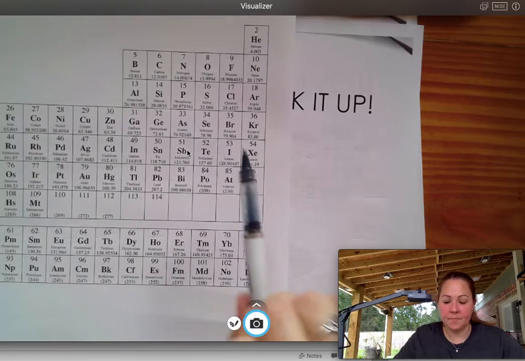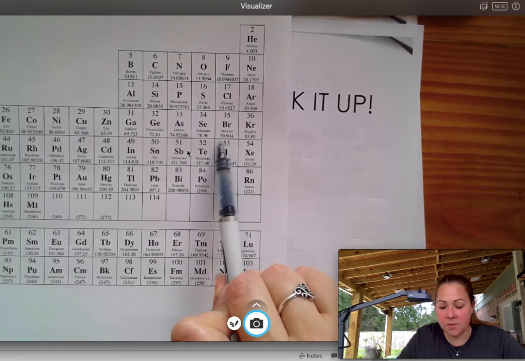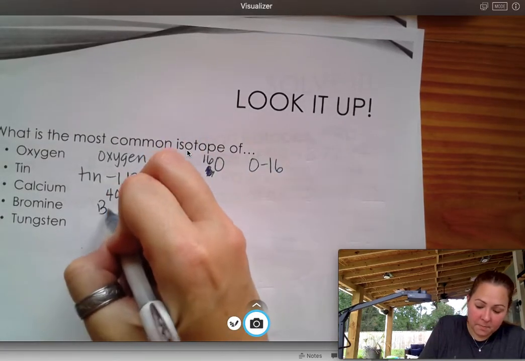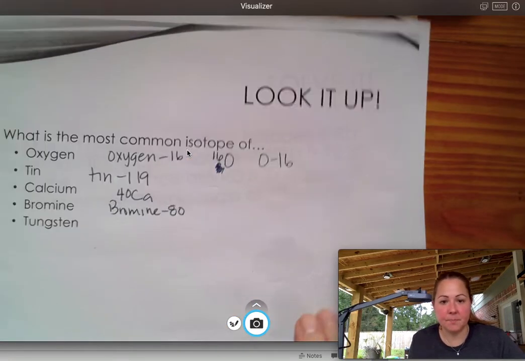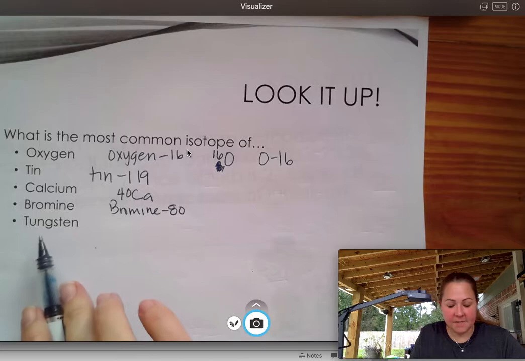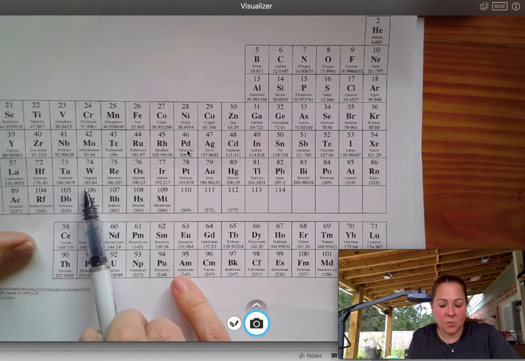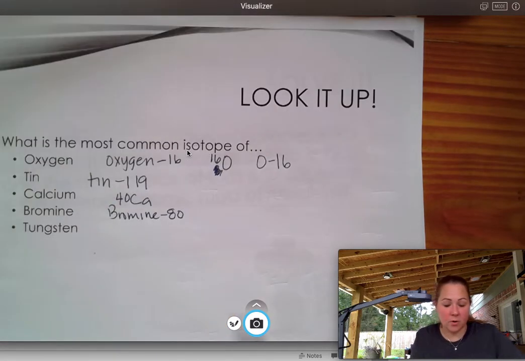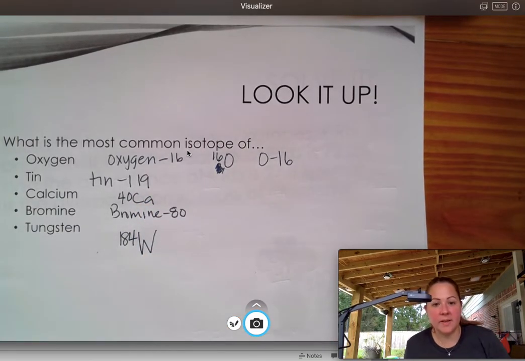Bromine is right here. Bromine's mass is 79.90. It's going to round to a whole number, 80. So bromine-80 is the most common isotope. And then finally we have tungsten. Tungsten is right here. Tungsten's mass is 183.84, so that's going to round to 184. So tungsten-184 would be how you write that, or you could write out tungsten dash 184, it doesn't matter.